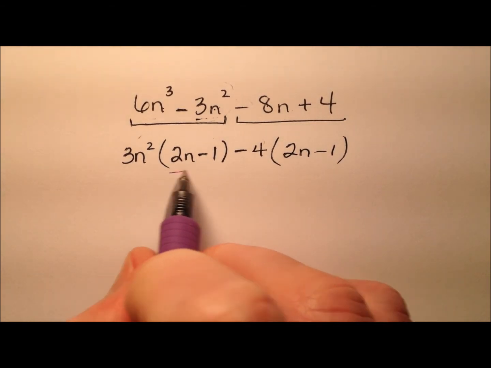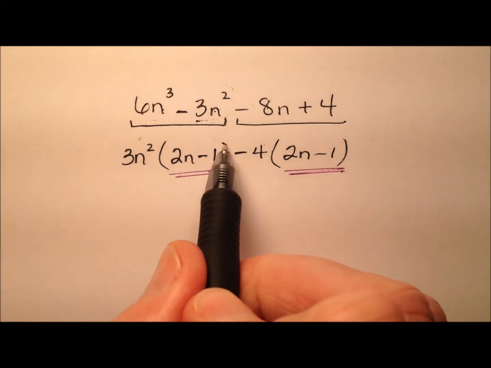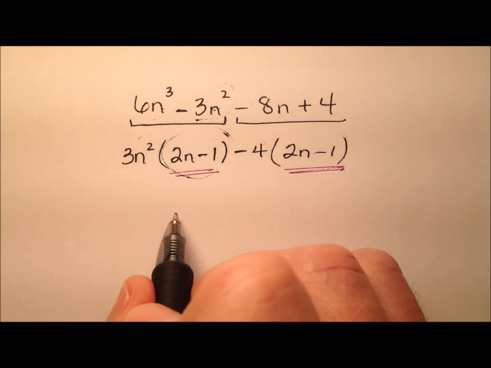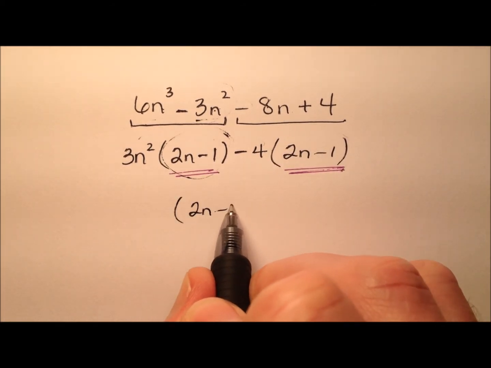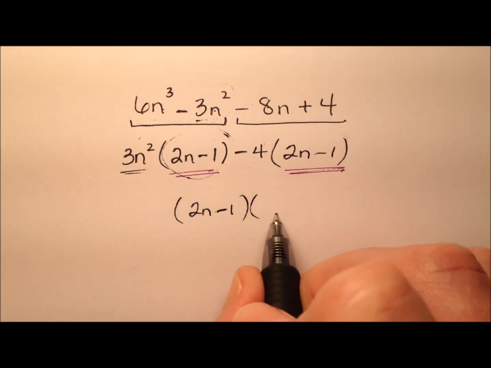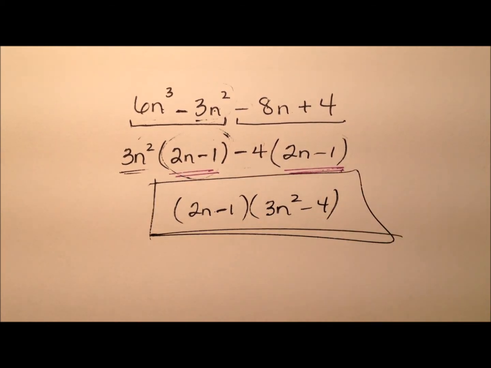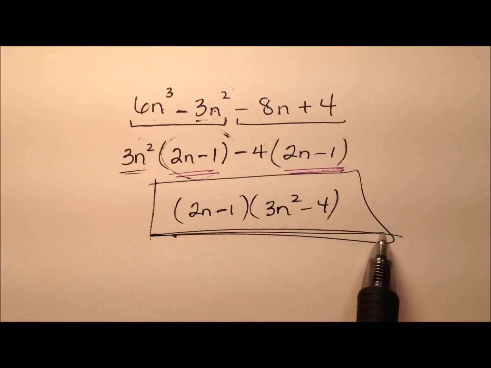So again, you'll notice these leftovers here are the same. So I'm going to go ahead and factor these leftovers out as the greatest common factor. So 2n minus 1. And the leftovers then will be 3n squared minus 4. So here's the factorization using grouping for this algebraic expression with 4 terms.